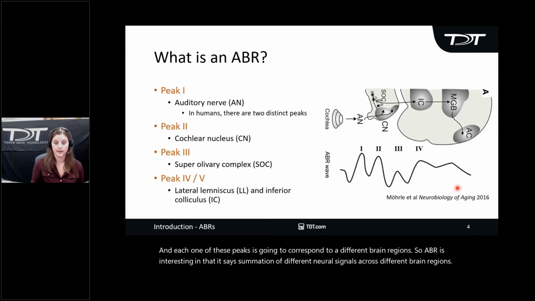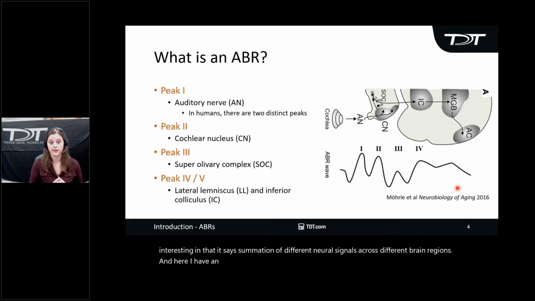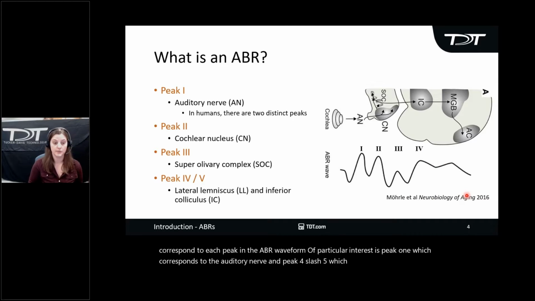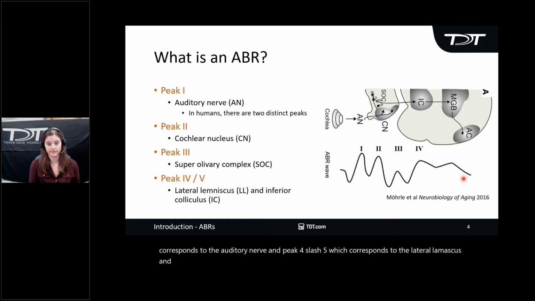And here I have an example of the different parts of the auditory circuit and how they correspond to each peak in the ABR waveform. Of particular interest is peak 1, which corresponds to the auditory nerve, and peak 4/5, which corresponds to the lateral lemniscus and inferior colliculus.